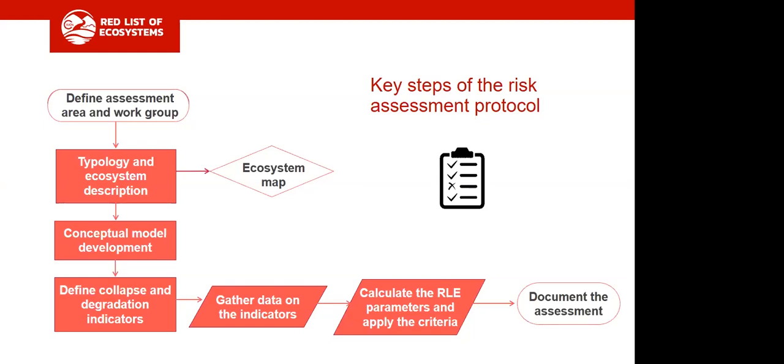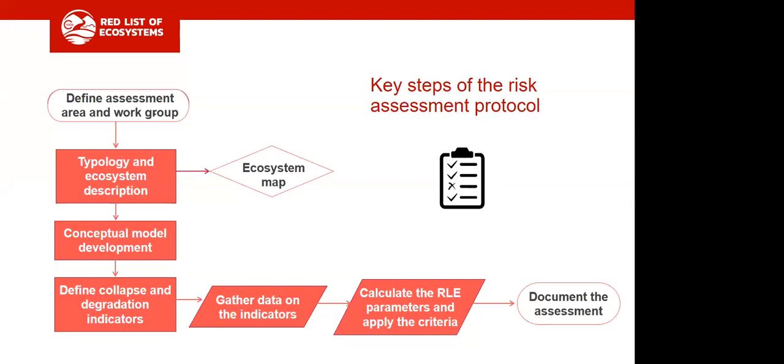And based on that, the next step is defining the collapse thresholds and the collapse states, and identifying the key degradation indicators. It's a process of identifying the ideal indicators and then verifying if we have the data to assess those. We would not always have the ideal data available, so we might need to choose the second-best indicator.